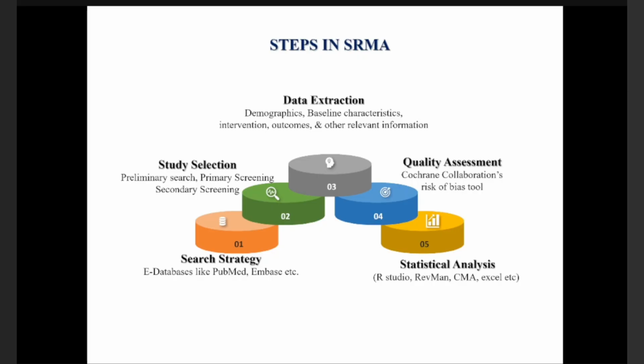And why is it required? Because everything must be transparent and reported before conducting, so that at a later stage reporting bias does not happen in our systematic review and meta-analysis. What is this reporting bias? Can anyone say, if anyone has any idea of reporting bias?